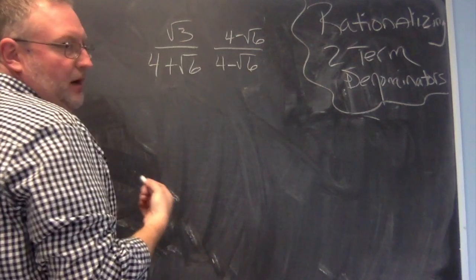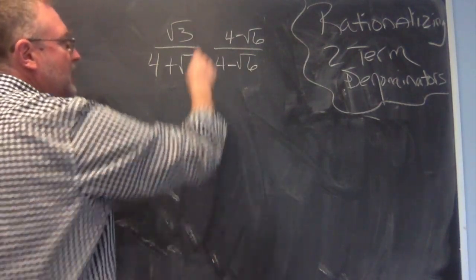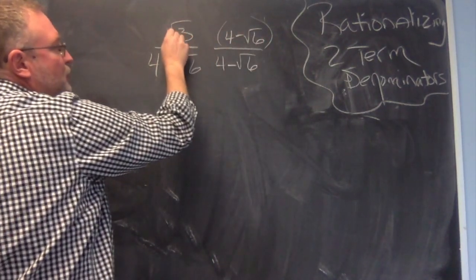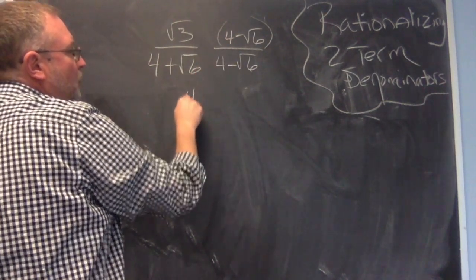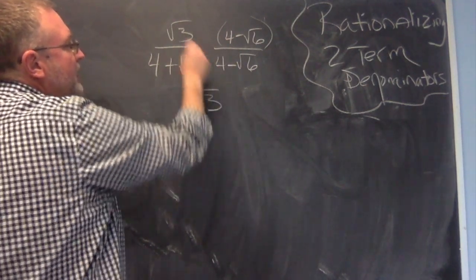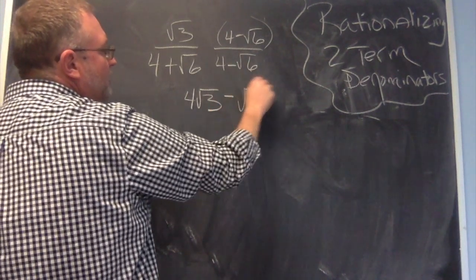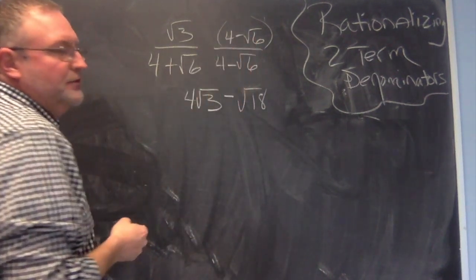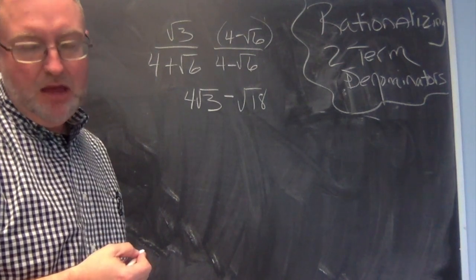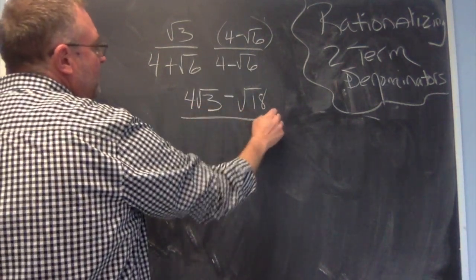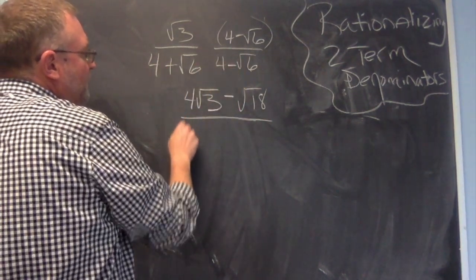Now watch closely. Let's do the top first. A little distribution. Square root of 3 times 4 is 4 square root of 3. Square root of 3 times negative square root of 6 would be negative square root of 18. 3 times 6 is 18. Then we go down here, and we do our first terms. 4 times 4 is 16.